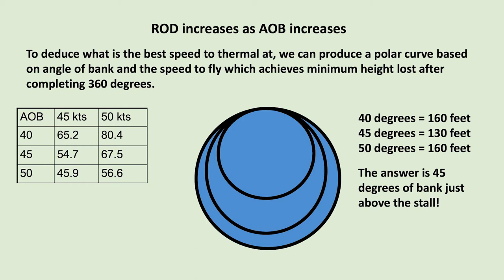And we can see here that if we fly at 40 degrees angular bank, we'll lose 160 feet completing 360 degrees. At 45 degrees, we'll lose 130 feet. At 50 degrees, we'll lose 160 feet. So in actual fact, our best glide is achieved at 45 degrees angular bank, because we've lost the least amount of height for completing 360 degrees. On the left, you can see how speed doesn't help us. Flying faster increases our radius of turn significantly.